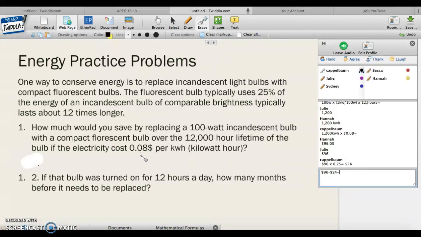So you will have saved $72 over the course of the light bulb switch. So if you were to choose your fluorescent light bulb over your standard incandescent light bulb, it would be a $72 savings.